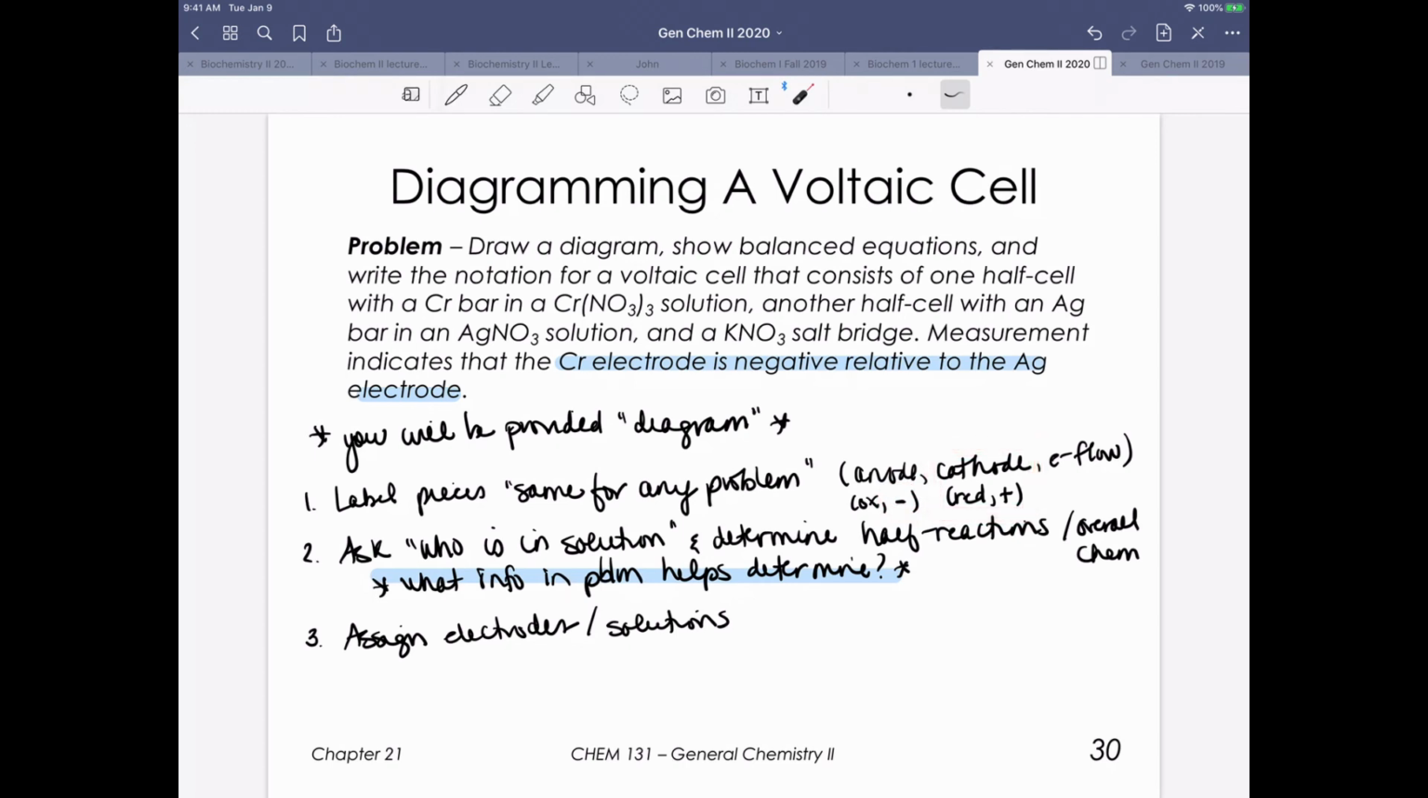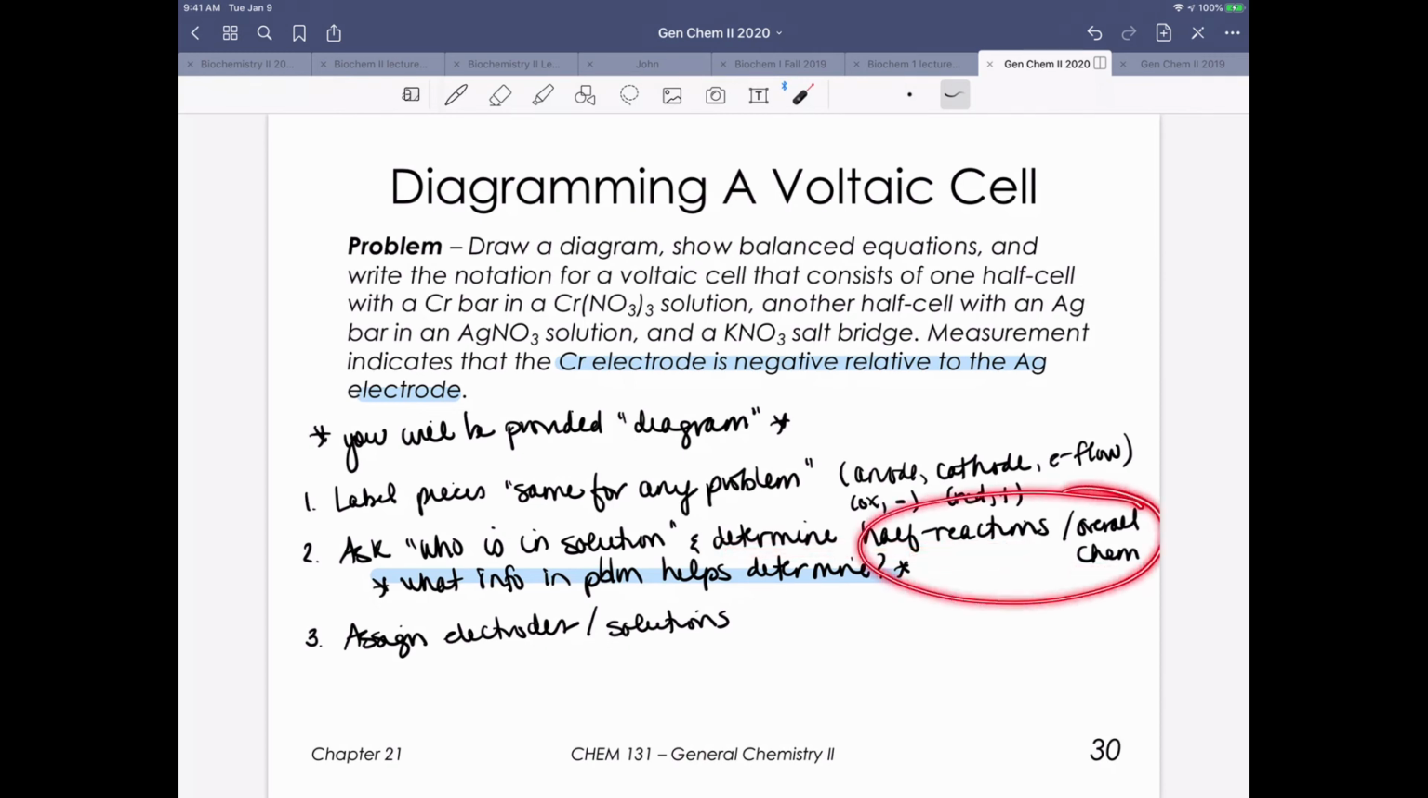That tells us where the reduction chemistry happens, and again, it tells us which electrode is positive. So that's always going to be the same. The next thing you need to do is look at who's in solution and then break those things apart to determine your half reactions and your overall chemistry.